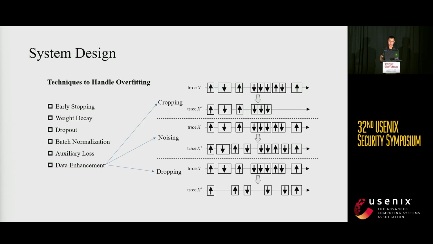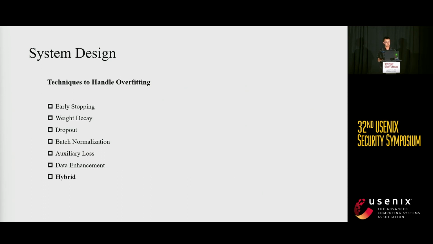Data enhancement increases the size of a dataset by adding slightly modified copies. We introduce 3 data enhancement methods suitable for traffic fingerprinting. The cropping method randomly cuts a subtrace from the original trace. Noising randomly adds noise to the timing of packets, and dropping randomly drops the packets with a certain probability. Besides being used separately, these techniques can be used in combination, which is a hybrid solution.